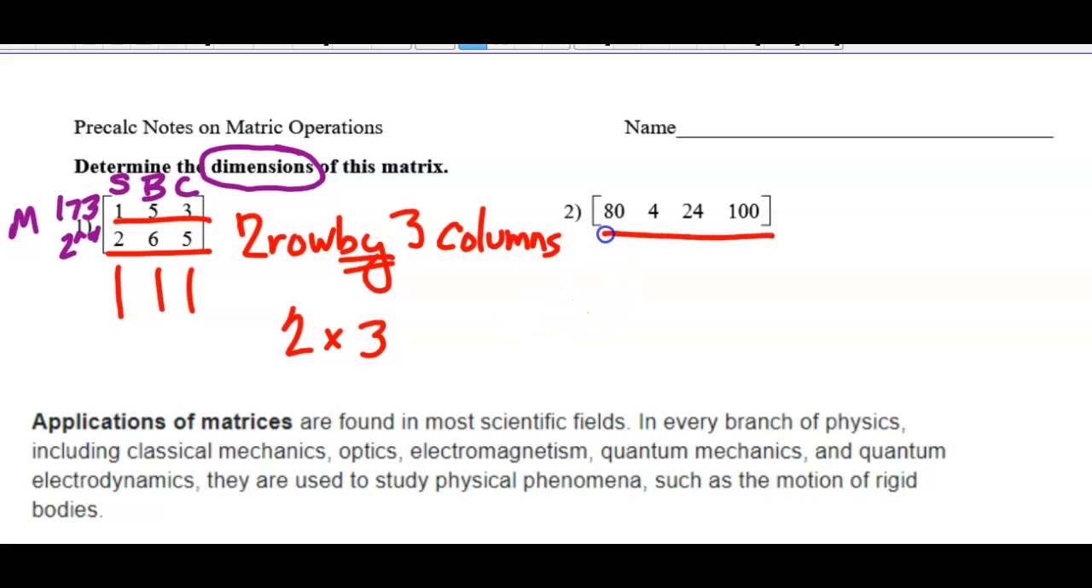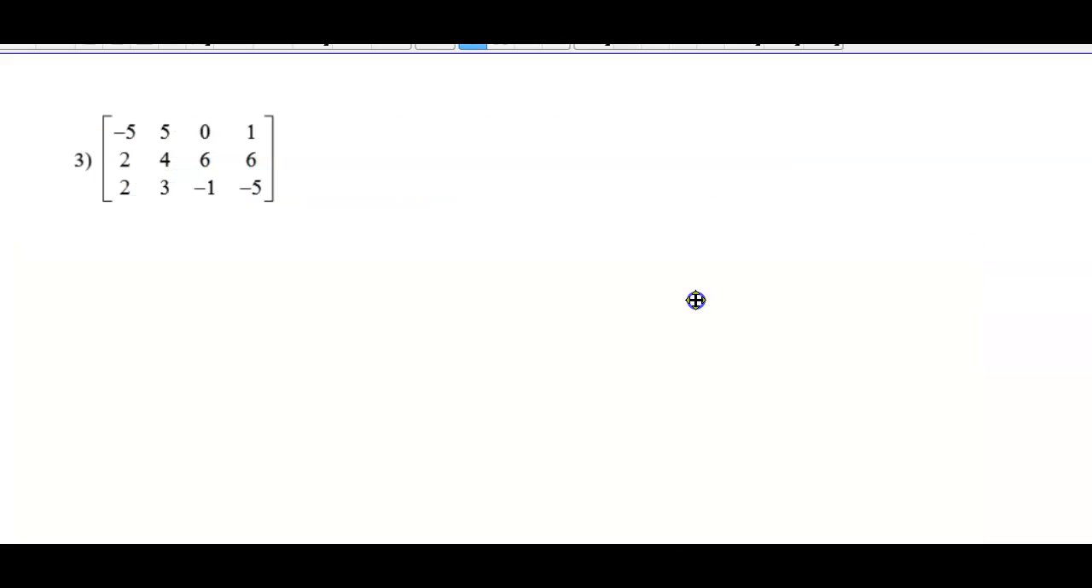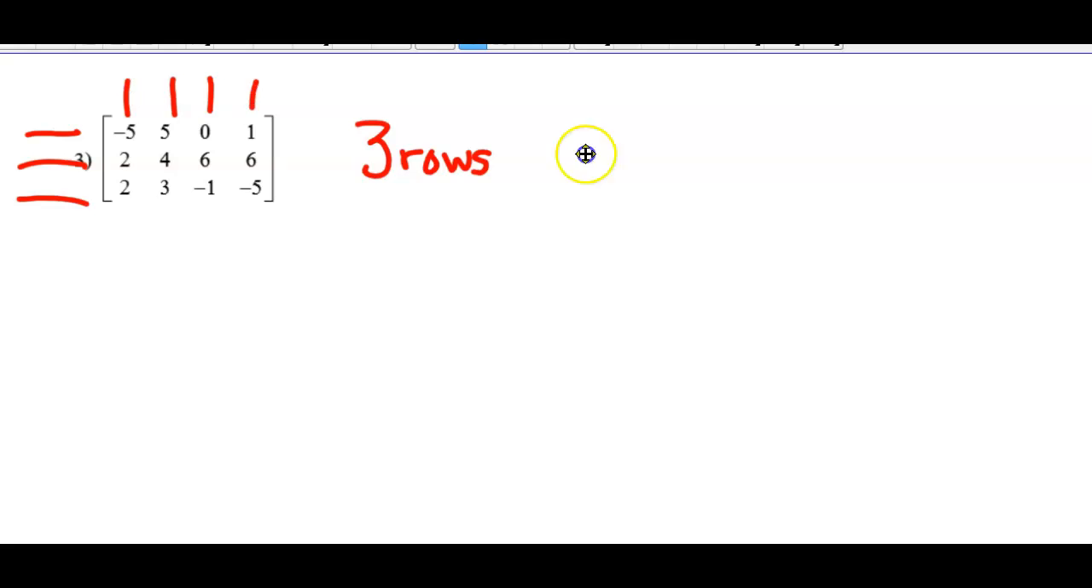This is all 1 row with 4 columns. So this is a 1x4 matrix. All right. So this is the size we're going to use a lot. And it is 3 rows by 1, 2, 3, 4 columns. So it's a 3x4.